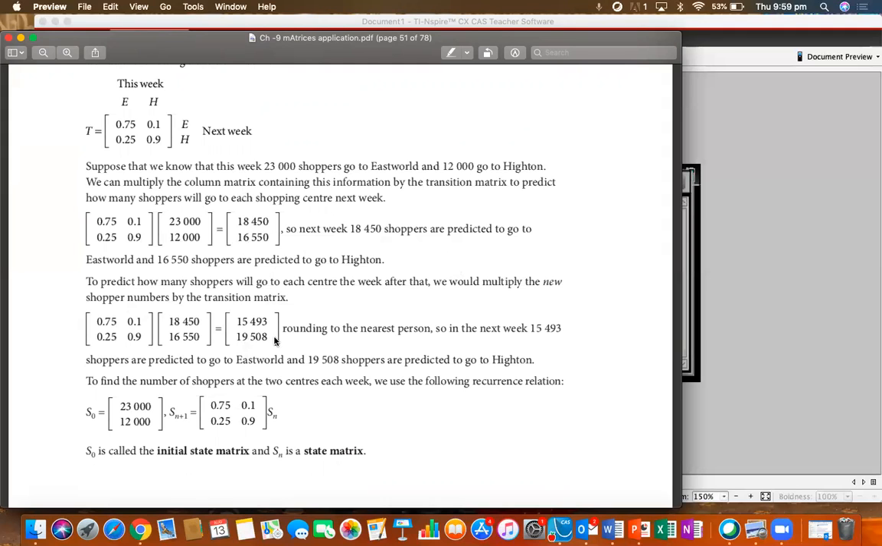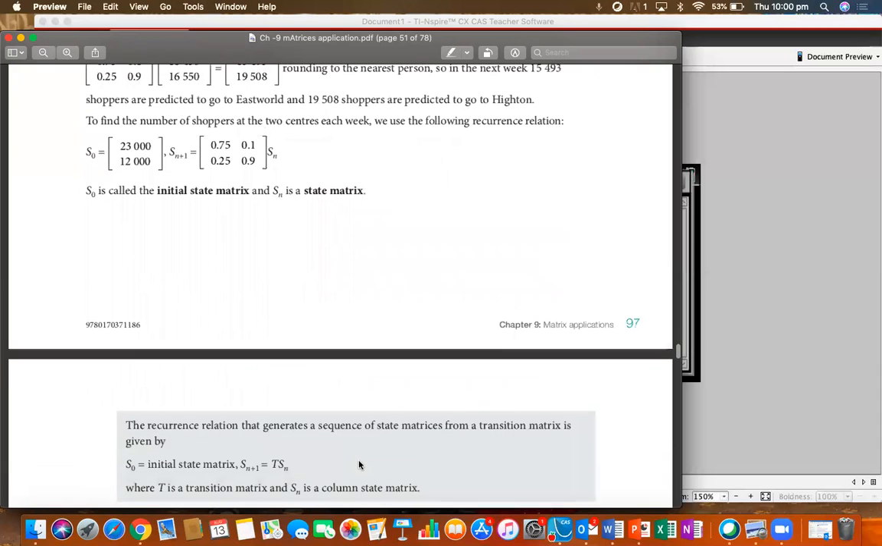Similarly, if you want to know how many shoppers will go there in the 3rd week from now, we will still multiply the new one with the transition matrix and we'll get the answer. That is a kind of recurrence relation. We call our initial values, which are given in the question, the initial state matrix. So this 23,000 and 12,000, which was given at the beginning, we call S0. S0 is known as the initial state matrix, and then the next one is S1, the next week, and the week after, and so on. That's an important thing to note here.